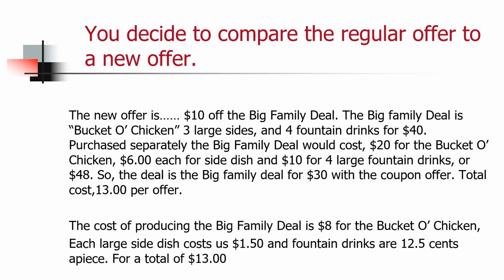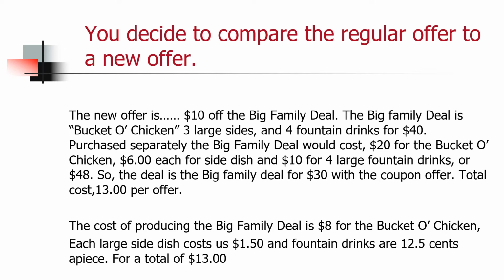Total cost to produce each one of these is $13. And we get that by the Big Family Deal consisting of $8 for the bucket of chicken, and then it costs us $1.50 to produce each large side order, and 12.5 cents for each fountain drink, for a total of $13. All right, so then that means that the profit from this would be $17.